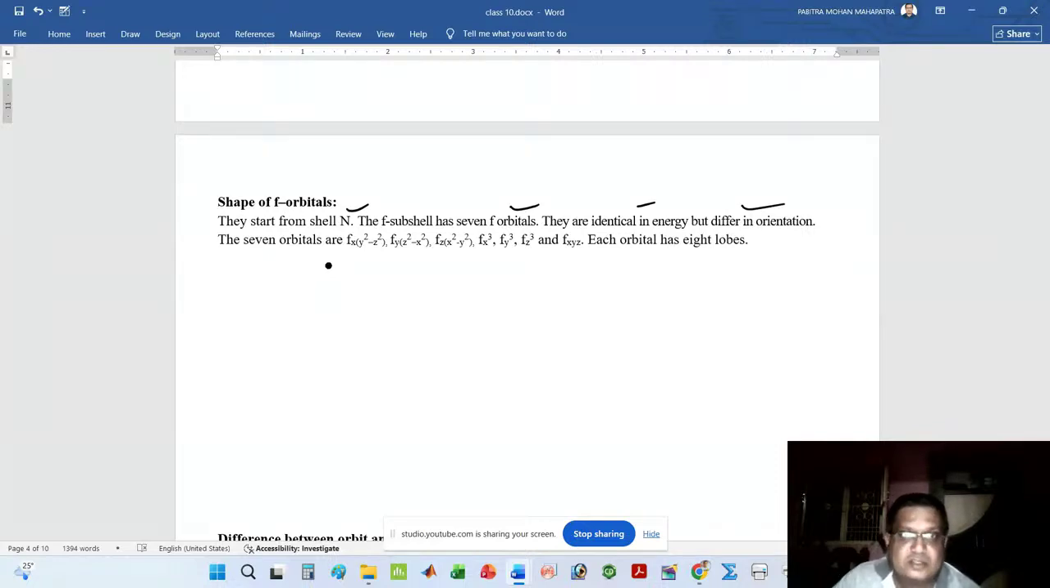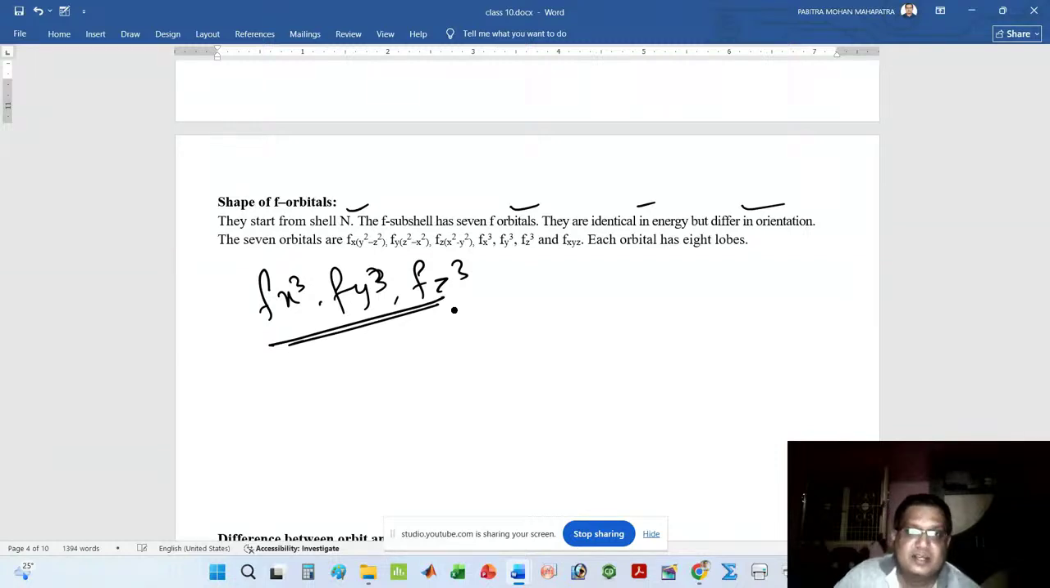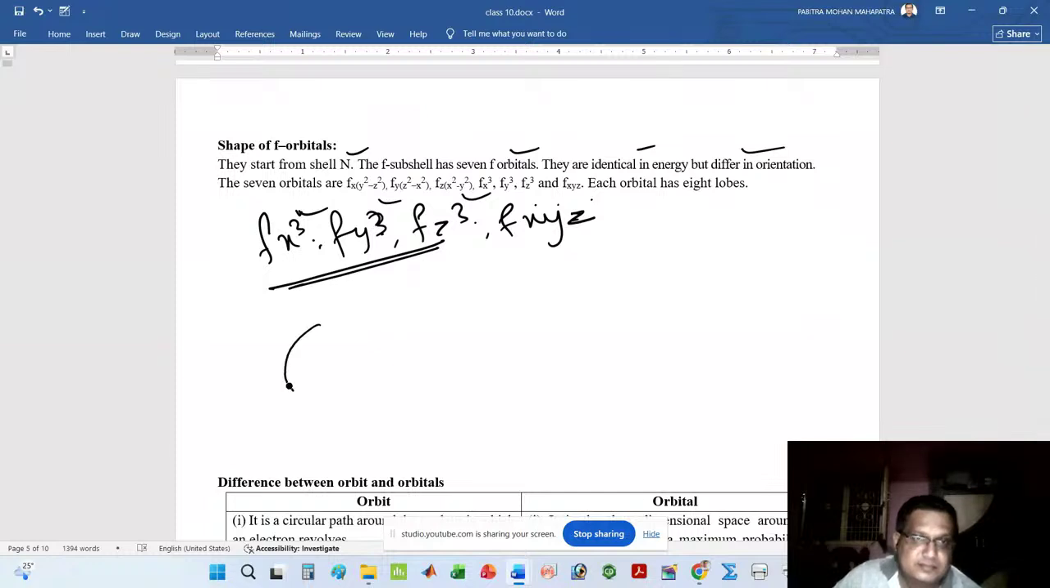How can you remember these orbitals? Take the cube of each axis: fxÂł, fyÂł, fzÂł. Remember these three. Another is fxyz. You can easily remember: take the three cubes of the axes, xÂł, yÂł, zÂł. Another is xyz. Then remember the circle. This is your x, this is your y, this is your z. Try to remember these orbitals.